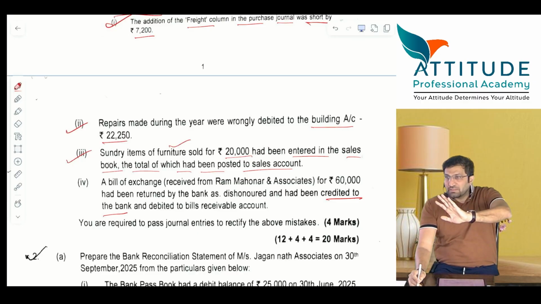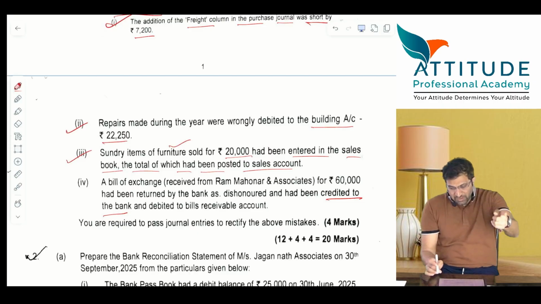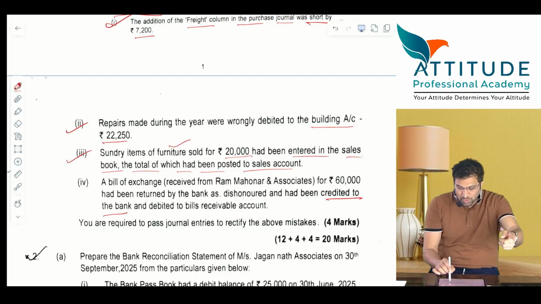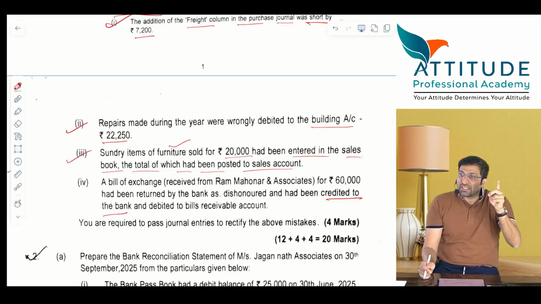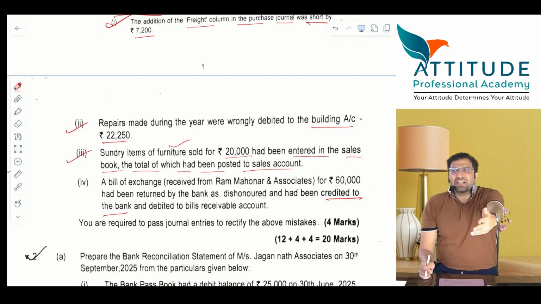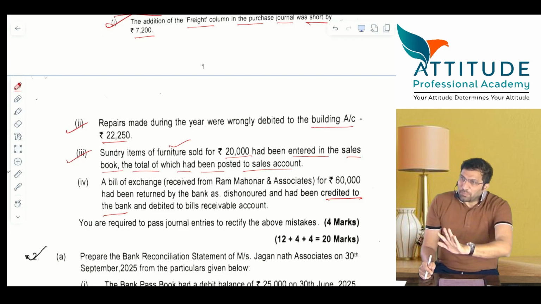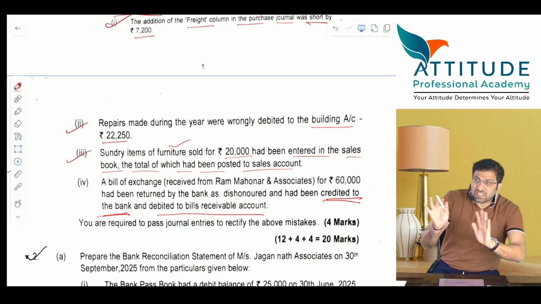Not Bank A/c Dr. बैंक आपका बैलेंस कम होगा, बैंक क्रेडिट होगा, and Ram Manohar and Associates डेबिट होगा. So correct entry is Ram Manohar and Associates account debit to bank. बैंक बैलेंस कम हो रहा है ना आपका, तो बैंक को क्रेडिट बराबर हुआ है. It is credited to bank but it is debited to bills receivable. Bills receivable should not get debited.